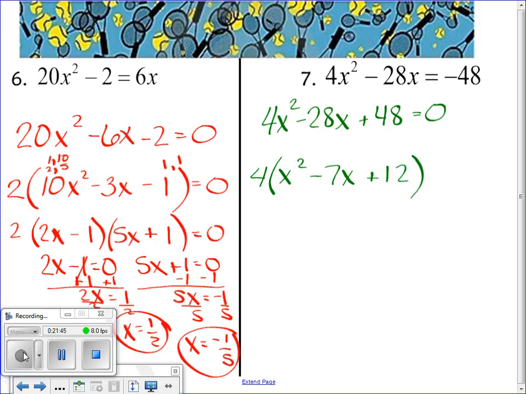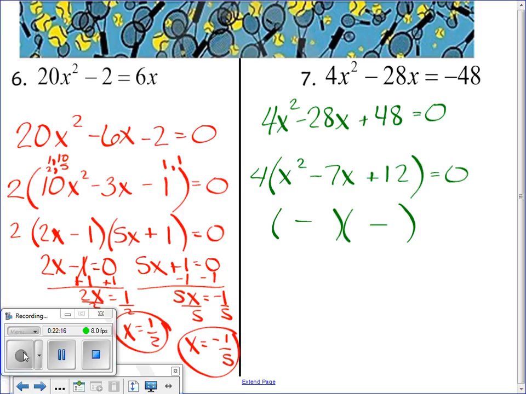It's 12. Good, so we take out our greatest common factor. All right, now once we take that out, we want to try to factor this further. Jacob, what are my signs? Last one's positive. So what does that tell you about your signs? They're the same. Good.